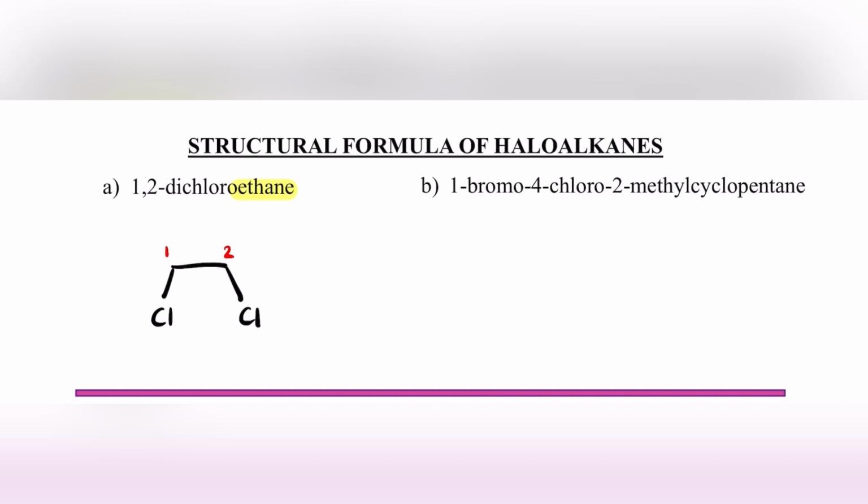After that, saya nak draw structure yang kedua. Identify the parent first. So my parent is cyclopentane. So I have cyclopentane like this one. And then give the numbering 1, 2, 3, 4, 5. And then at the second carbon, you have methyl. And then at the fourth carbon, you have chloro. And at the first carbon, you have bromo. So this is the drawing for structure B.